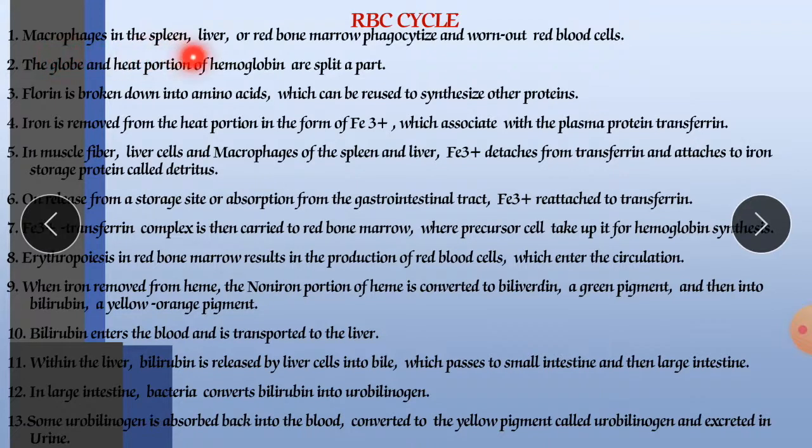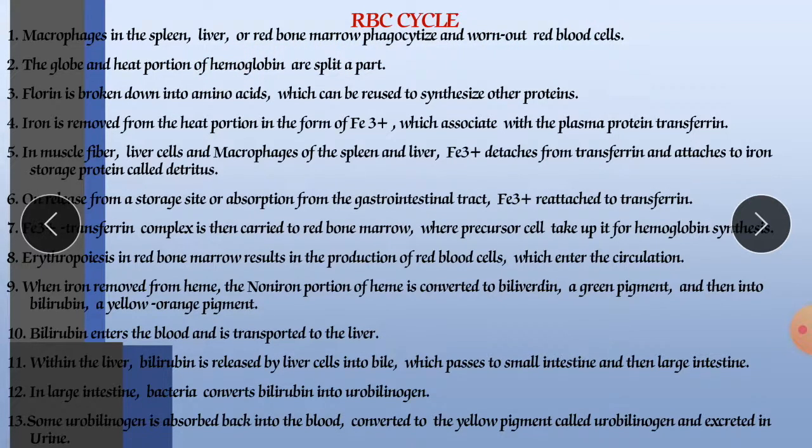The macrophages in the spleen, liver or red bone marrow phagocytize worn out red blood cells. What are worn out red blood cells? The blood cells which have completed their 120 days, meaning now they become old, they become aged, are called worn out blood cells. They are no more used for oxygen carrying, so they will not be utilized for carrying oxygen, release of oxygen and taking of CO2. They are not useful, they are useless, so they are called worn out blood cells.